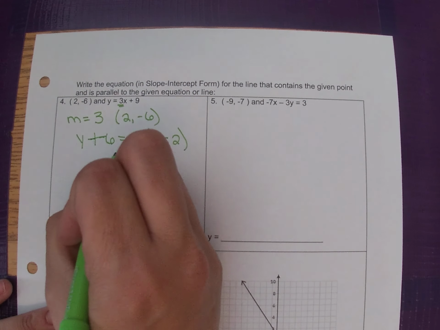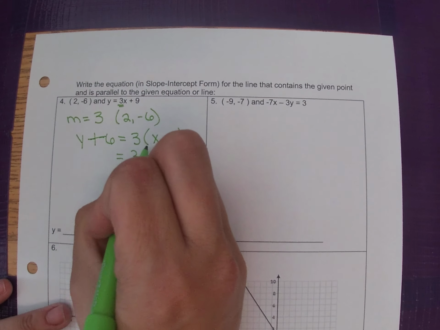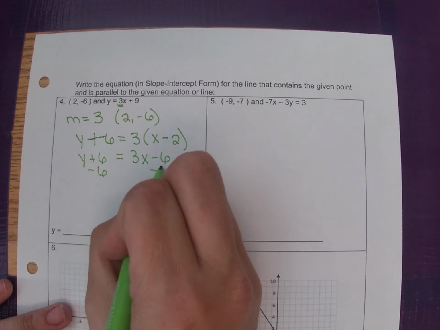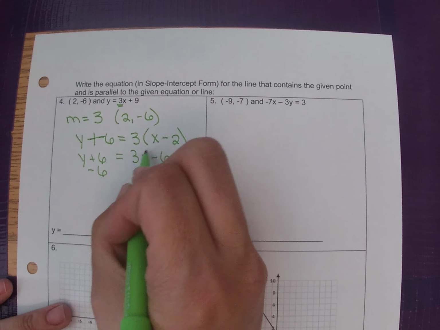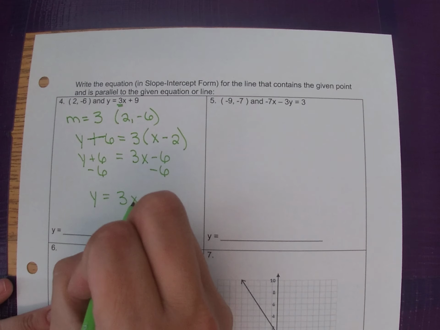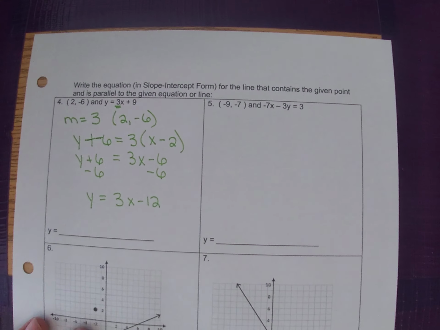So these two negatives make a positive. 3x minus 6, I'm going to distribute. Then I'll undo adding 6 by subtracting 6. Be really careful. This is a -6 minus 6. So I'll get y equals 3x minus 12.